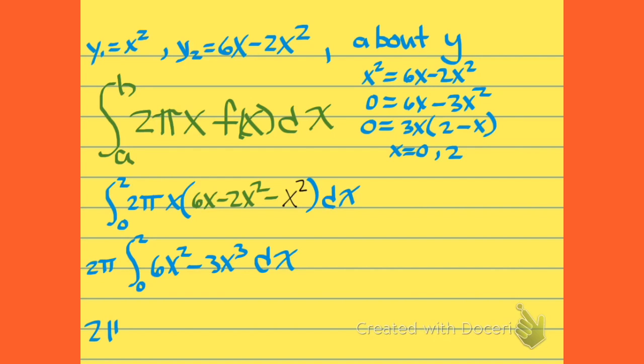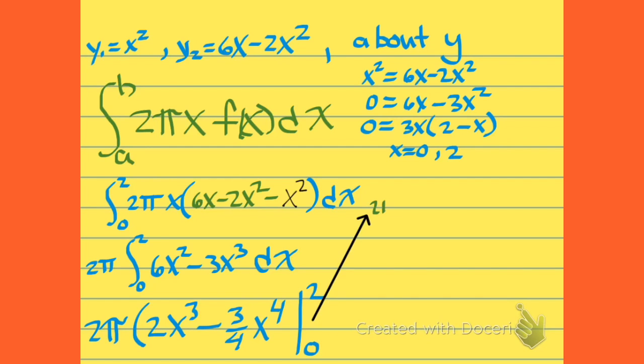So then when we do our integration, that's 2 pi, add 1 and divide by it, add 1 and divide by it. Fractions, I hope that doesn't get in the way. Let's evaluate that using the fundamental theorem of calculus. So then we have 2 pi times, evaluated at 2, minus 0. Clean that up, and all that goes to 4.